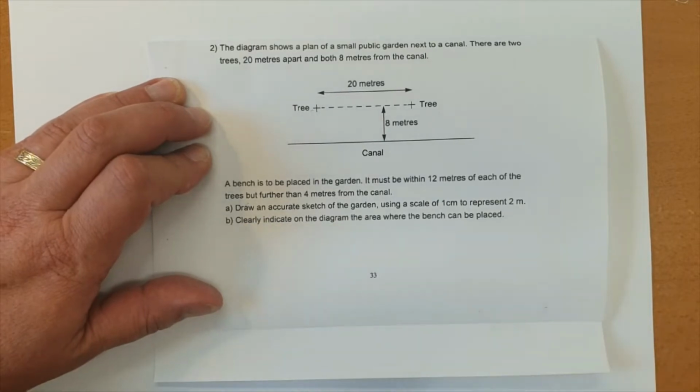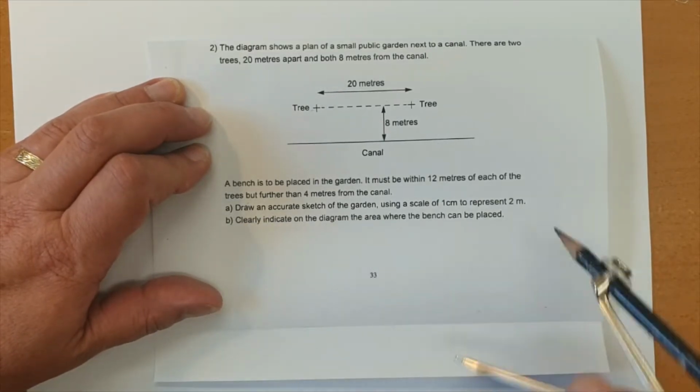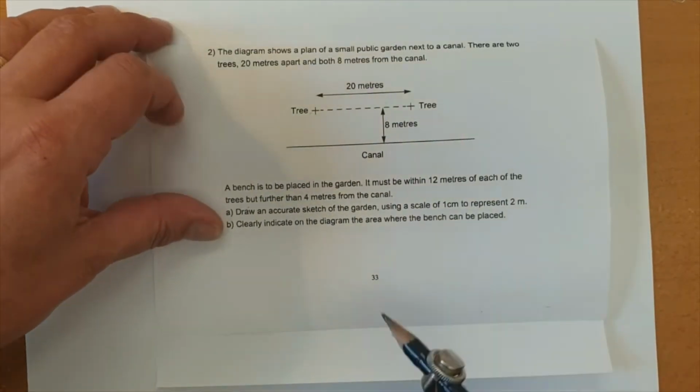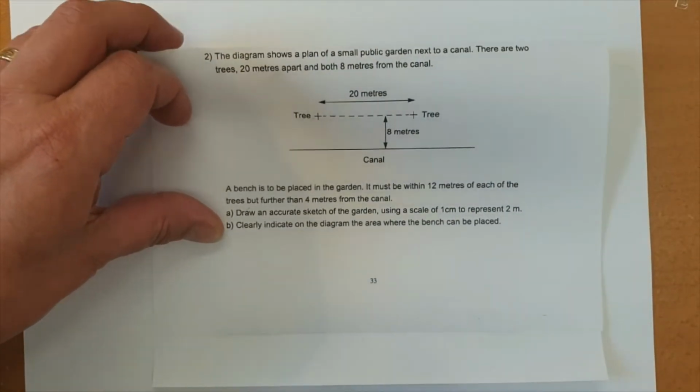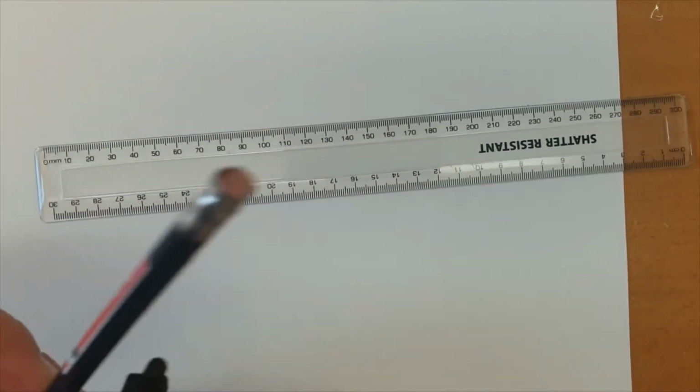Draw an accurate sketch of the garden using a scale of 1 centimetre to represent 2 metres. Clearly indicate on the diagram where the bench can be placed. So we need a scale drawing. Now, in a GCSE exam, they're probably going to give you a starting point, but we don't have a starting point, so we're going to construct the whole diagram.